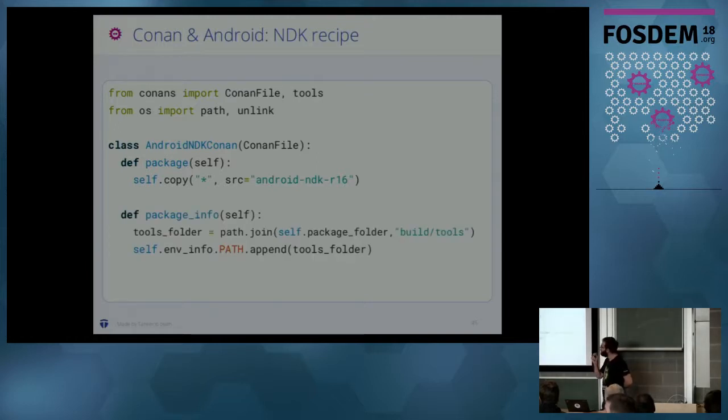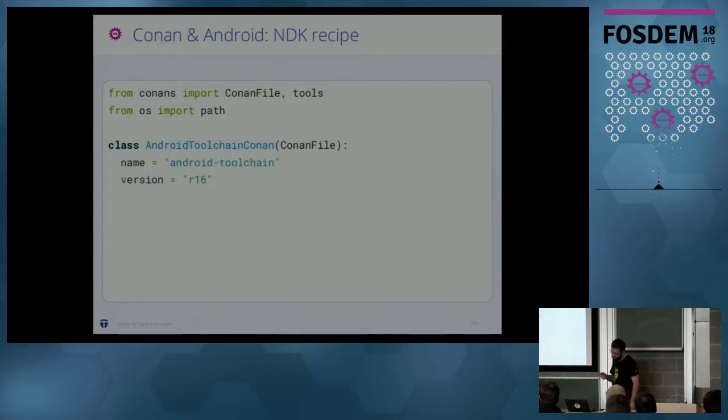And then, to be able to build a standalone toolchain, we need to have access to this build/tools folder. That's why we put it in our self.env_info.path. So, which means in the standalone toolchain recipe, this build tools folder will be in the path. And once this toolchain will be created, it will be removed. So, the toolchain recipe, there's a problem in the slide.